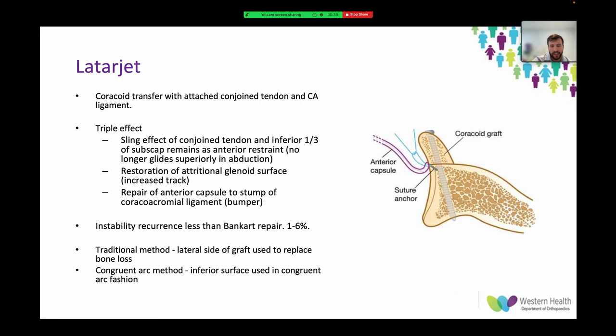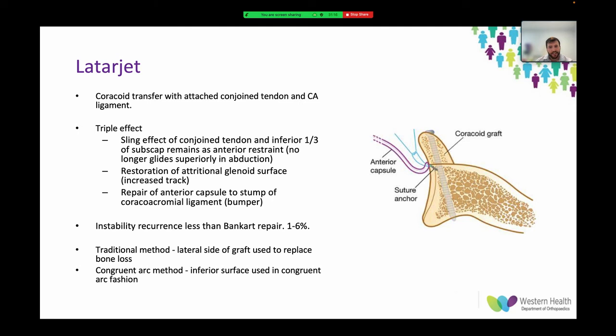Basically, we talk about a sling effect of a conjoined tendon and the inferior 1/3 of subscap as it remains as an anterior restraint and it no longer glides superiorly in abduction. Basically, the conjoined tendon, you split through subscap and repair. As you go into ER and abduction, that subscap buttresses up against the conjoined tendon and slings it around inferiorly. It's a little bit hard to explain, but if I can find one of you guys afterwards, I can show you a good little video on it.